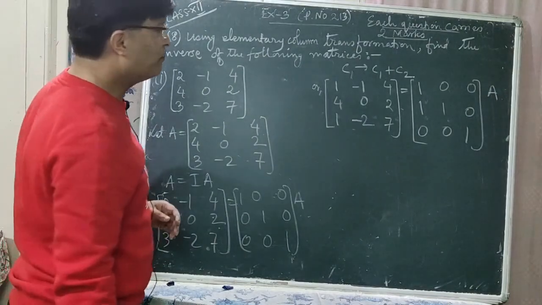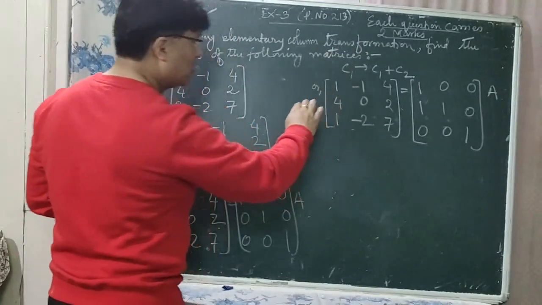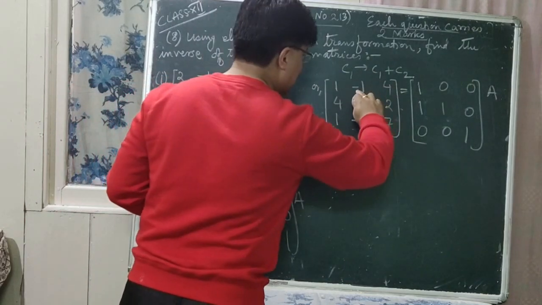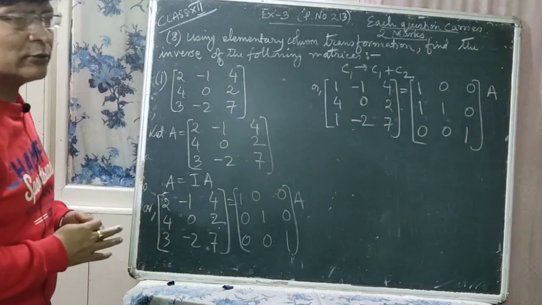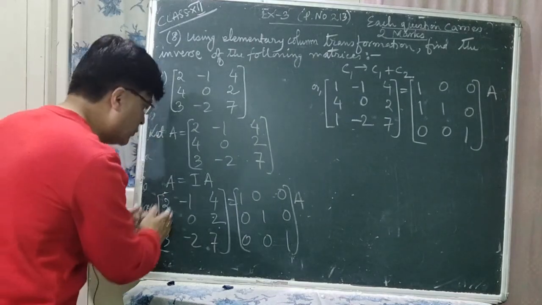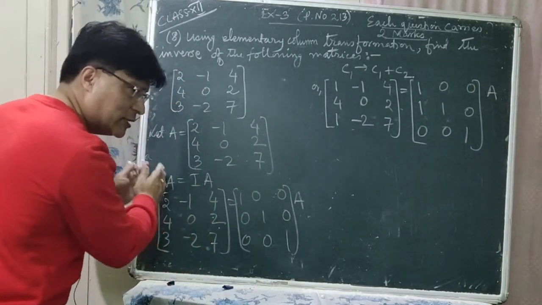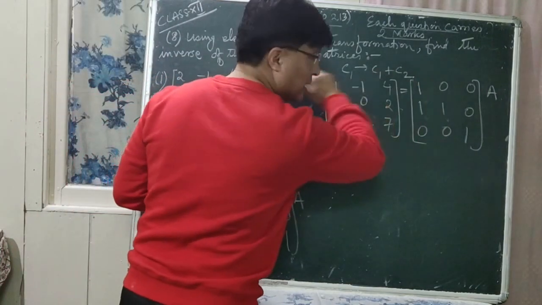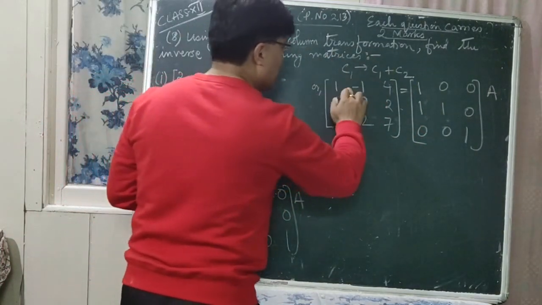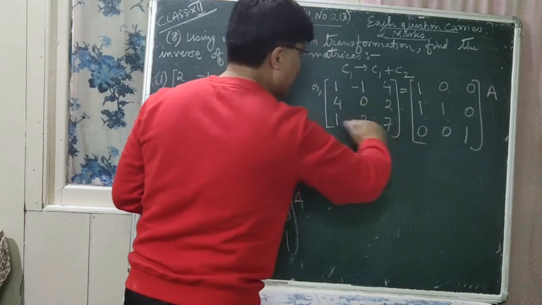So now what will you do? You have to make this minus 1 and 4 zero horizontally. In case of elementary row transformation, vertically we made it 0, like 1 0 0, 0 1 0, 0 0 1. In this case, horizontally, we should make minus 1 and 4 zero.